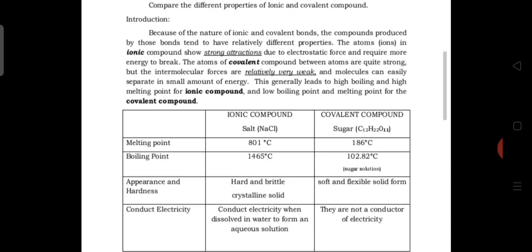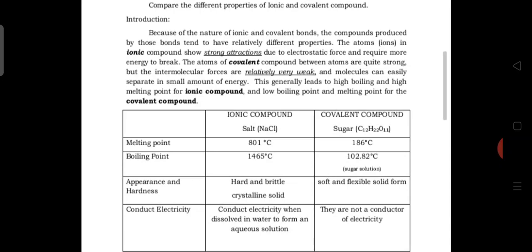Okay, so, mas matigas daw, no? At saka, yung brittle, yung mabilis silang mabasag, no? Parang chalk, di ba? Or glass. Those are brittle substances, no? And then, they are also crystalline in form. Okay? Next is the ability to conduct electricity.